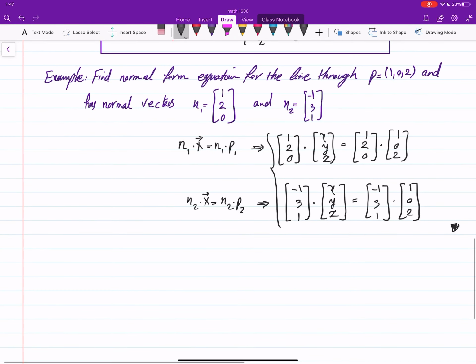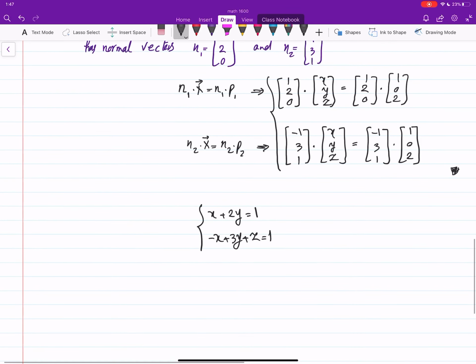And again, like the ones we did, we can expand both sides of these and write the general form of the equation for each plane. So we get x plus 2y equals 1, and the other one is negative x plus 3y plus z equals negative 1 plus 2, which is 1. This is also called the general form of a line in R3.